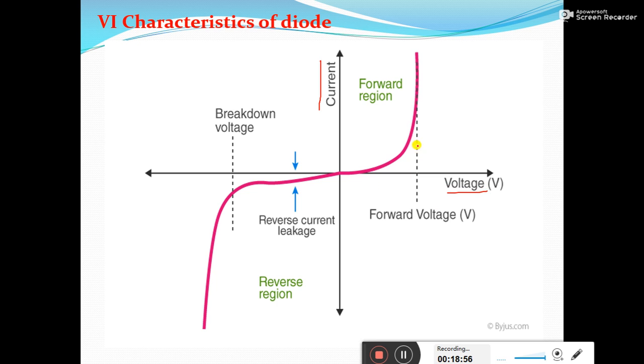That's why it is drawn in the first quadrant. In a similar sense, in reverse biasing, the voltage is treated as negative and the current is also treated as negative. That's why it is drawn in the third quadrant.